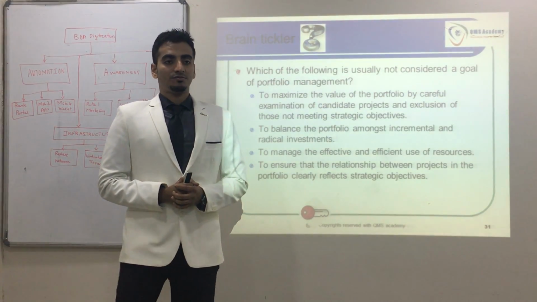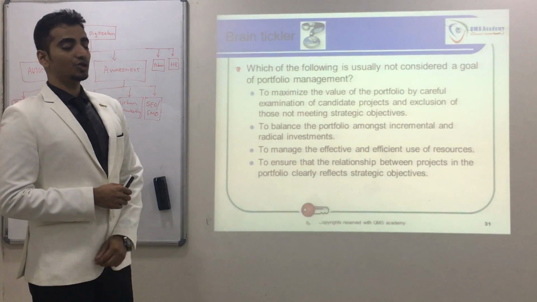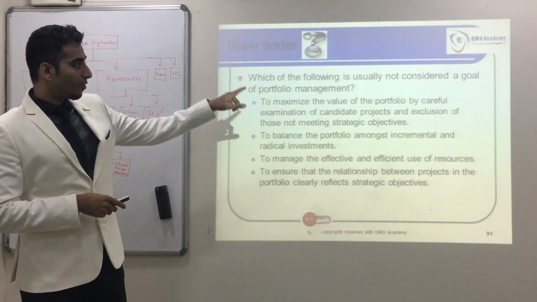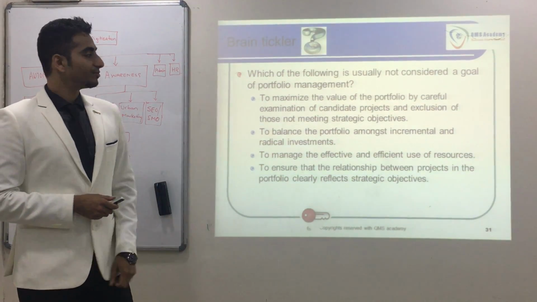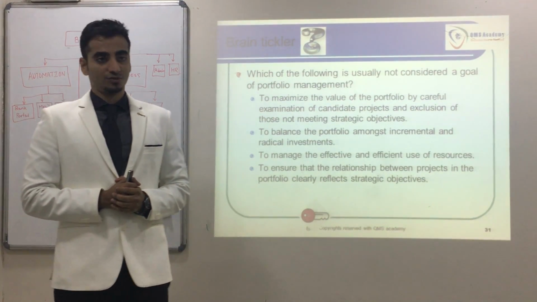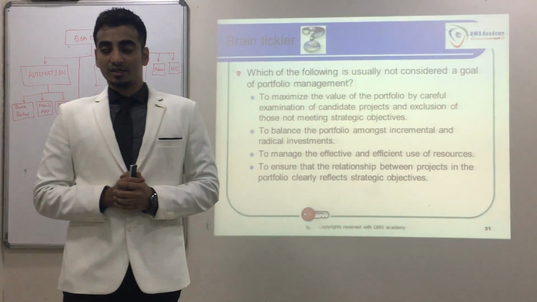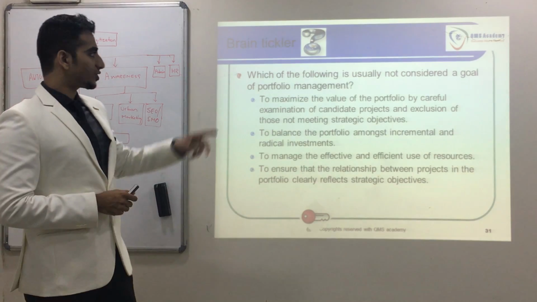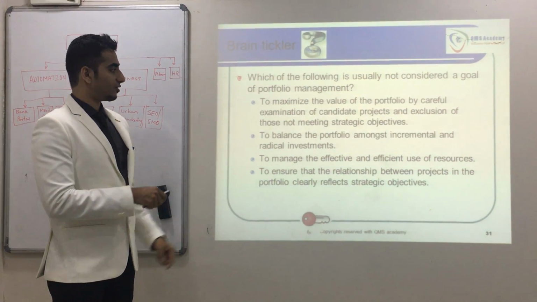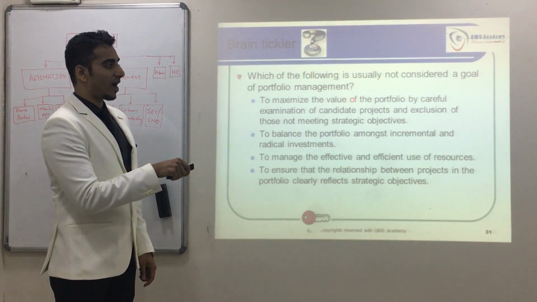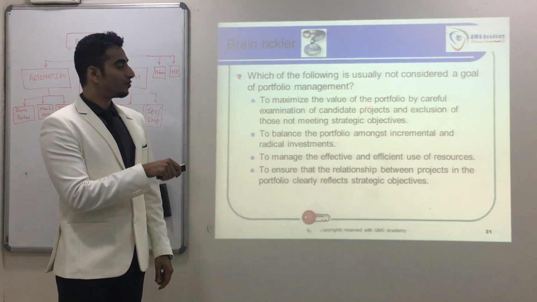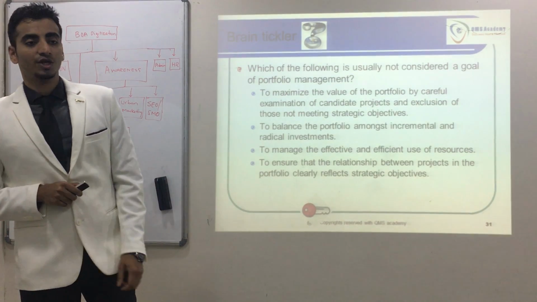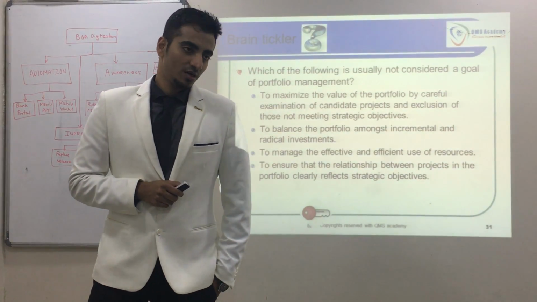The next question. Which of the following is usually, again, a negative question, so put a finger on not. Which of the following is usually considered a goal of portfolio management? Now let's see these 4 options and then we'll figure out which is right and which is wrong. A. To maximize the value of the portfolio by carefully examining the candidate projects and exclusion of those which are not meeting the strategic objectives.